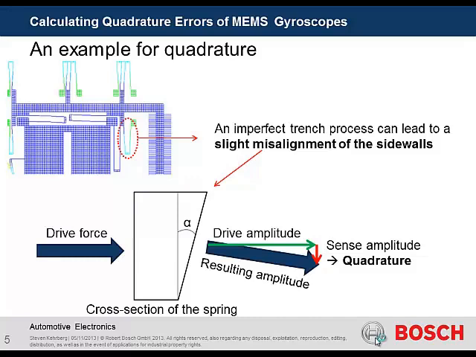And this cross-section with the misalignment has the effect that whenever you have an in-plane drive force, you do not get an in-plane amplitude, you get some resulting amplitude that has a large drive amplitude, but also a minor sense amplitude. And that is what we call quadrature. So that we get out of our imperfection also some sense amplitude. And our goal is to have methods to quickly calculate these quadrature errors inside our simulation, to find ideas to reduce the influence of quadrature effects, to find designs that are not influenced by, for example, an imperfect trench process.